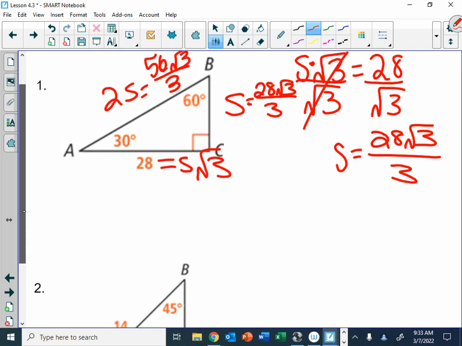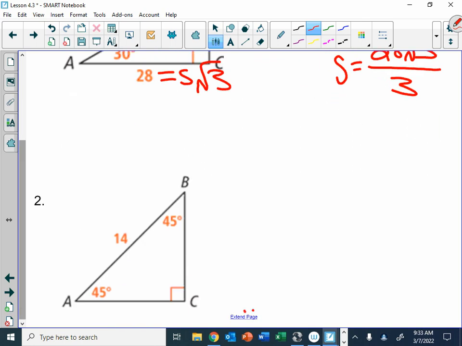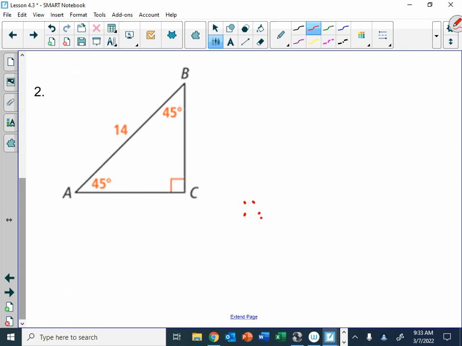Alright, number 2. I'm giving it 45, 45, 90. Am I giving a leg or a hypotenuse? Hypotenuse, okay? The hypotenuse for a 45, 45, 90 is labeled as what? S square root of 2. Okay, so just like that last example, I need S. My other legs are labeled as what? S, because it's 45, 45, 90.